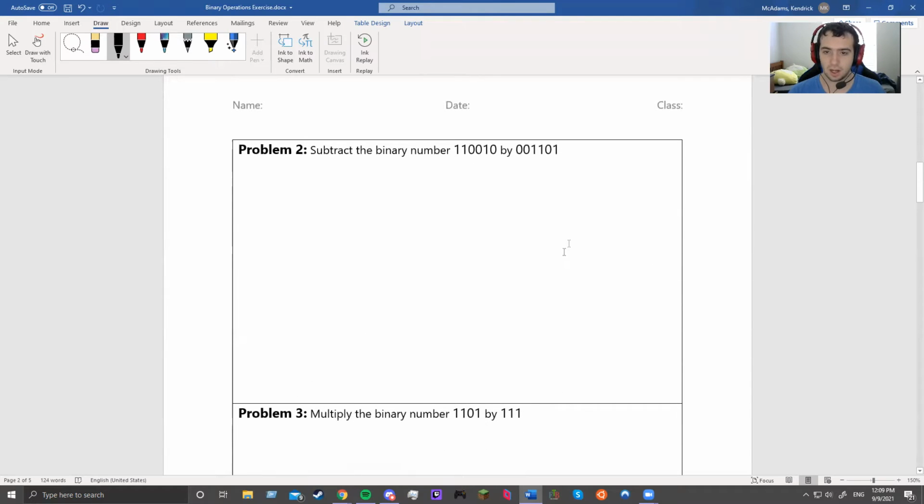So on the other side, now we're going to do some binary subtraction, which, like the addition, works pretty much the same as base 10 subtraction, but it's just a little modified. So I'll write out our numbers right here: 1, 1, 0, 0, 1, 0 minus 0, 0, 1, 1, 0, 1.